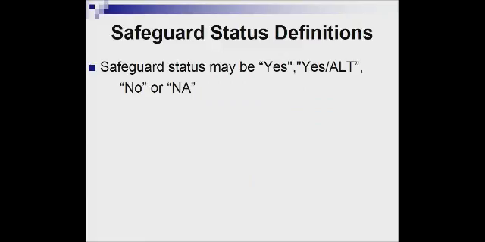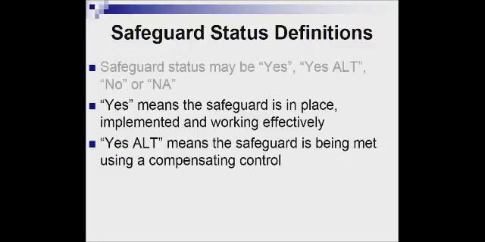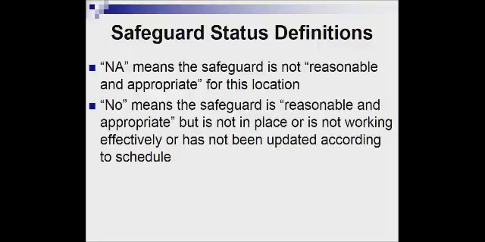Safeguard status may be yes, yes alt, no, or NA. Yes means the safeguard is in place and working effectively. Yes alt means the safeguard is being met using a compensating control. NA means the safeguard is not reasonable and appropriate for this location. No means the safeguard is reasonable and appropriate, but is not in place or is not working effectively, or has not been updated according to schedule.